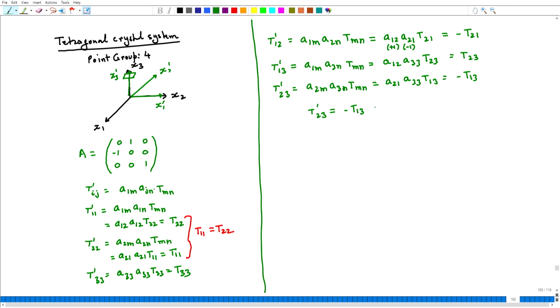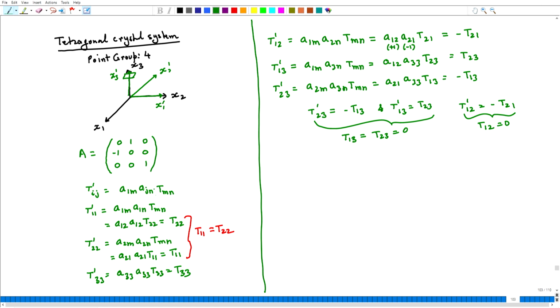and we can also write T prime 13 equals T23. From these two, it is very clear that for the tensor to remain unchanged under fourfold rotation, T13 equals T23 equals 0. And then we have also T prime 12 equals minus T21; again for the tensor to remain unchanged, T12 also has to be 0. But T12 is 0 or T21 is 0 because it is a symmetric tensor.